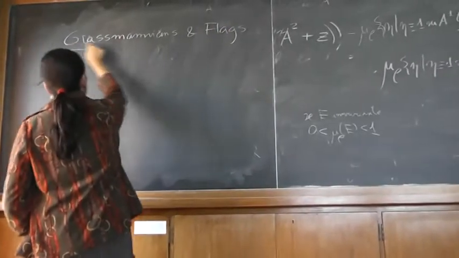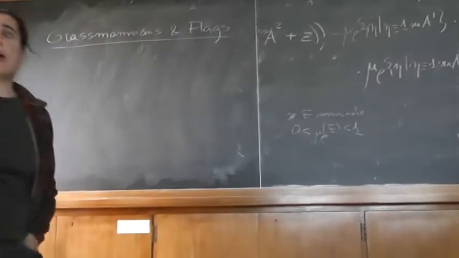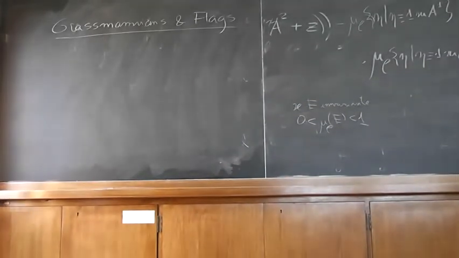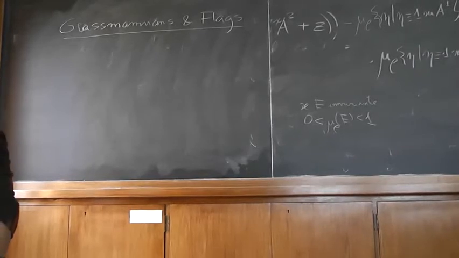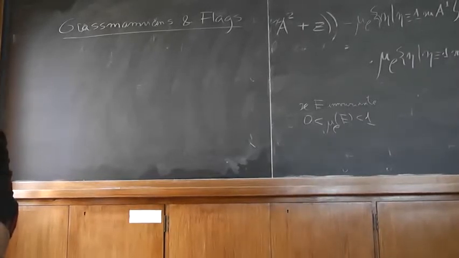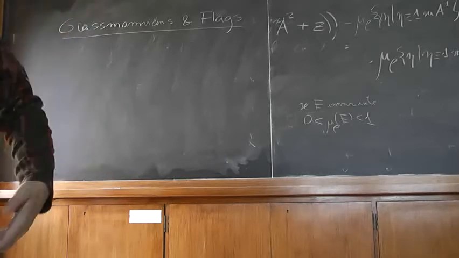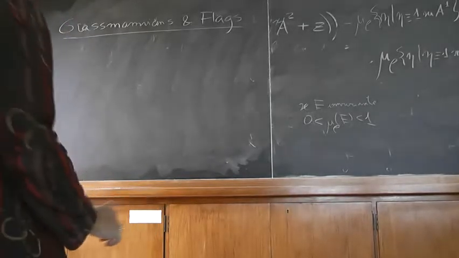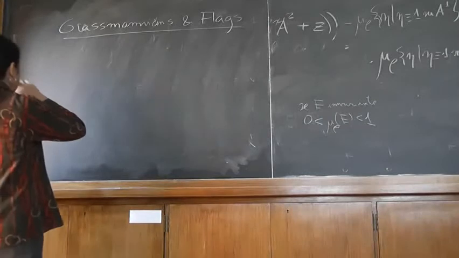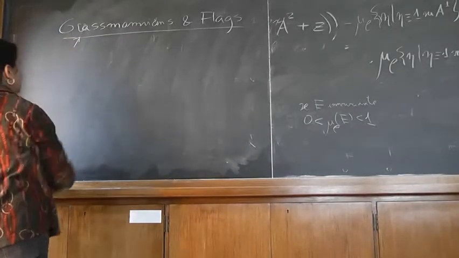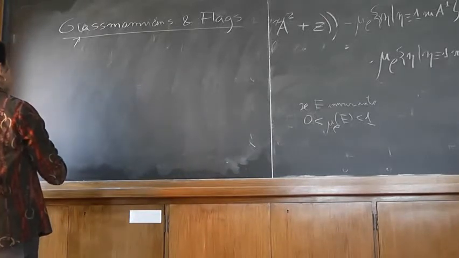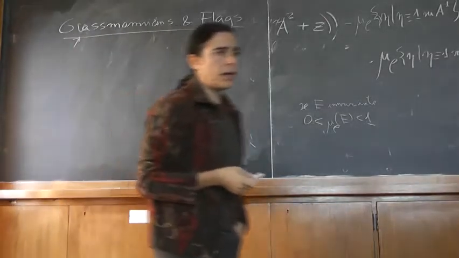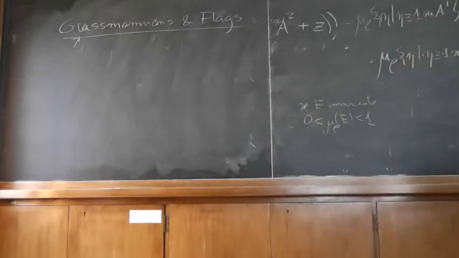I think that most of us know what the Grassmannian and flag are, right? Not all of us, so maybe I had better redo the definition and explain a little bit, because it's only fair, and then the terminology and everything, okay? So let's talk about the Grassmannian. We start with the Grassmannian first. We fix a certain space.